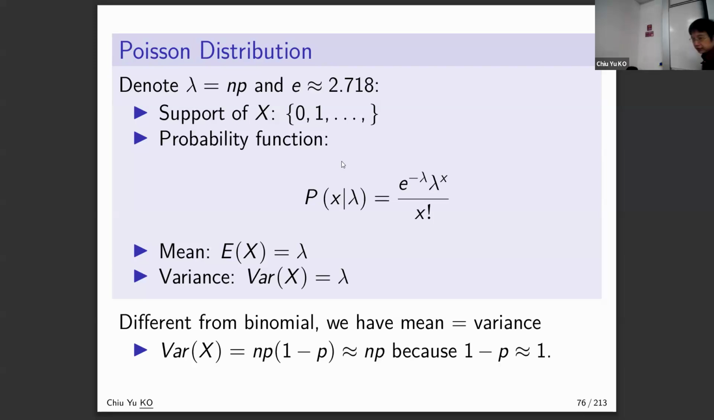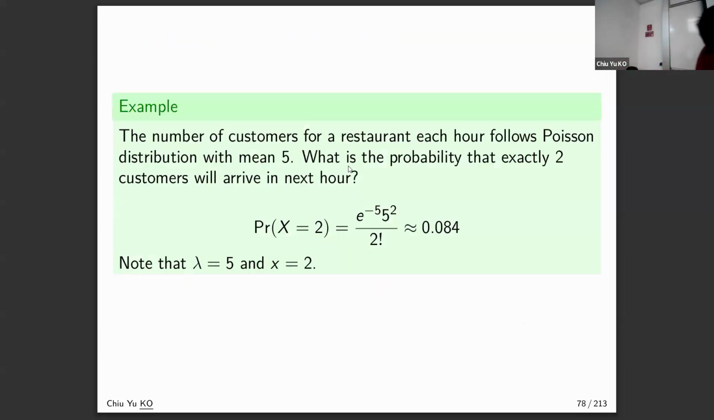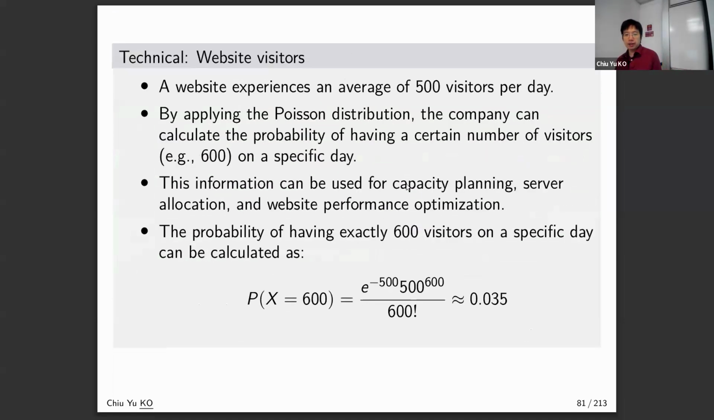So that's why, when you look at the example, if I'm expecting 5 customers arriving each hour, then lambda will be 5. You can just put that in. Shouldn't be particularly difficult, this one.